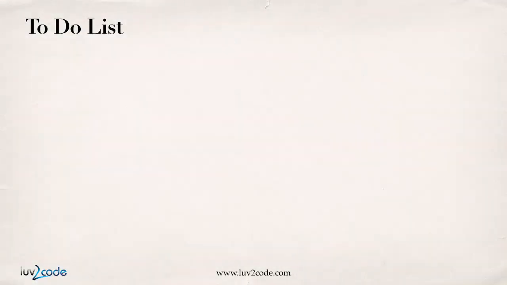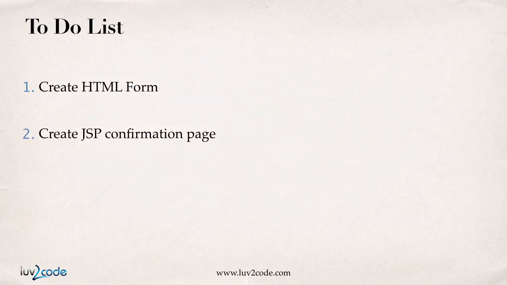So I always like to have a to-do list. So the first thing we're going to do is create an HTML form. And then the second thing we'll do is build the JSP confirmation page. All right, let's move into Eclipse and try this out.